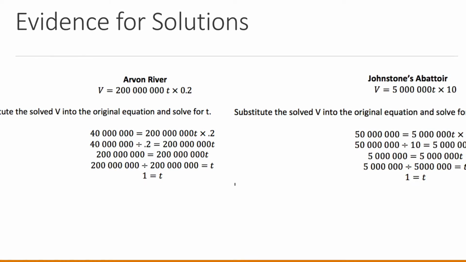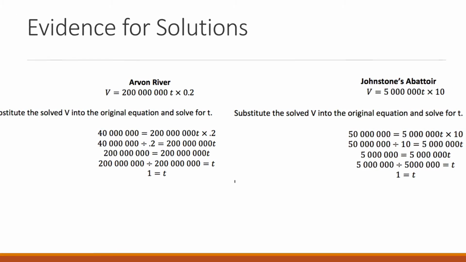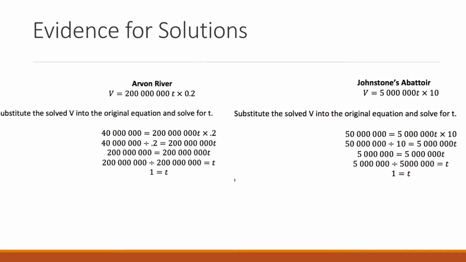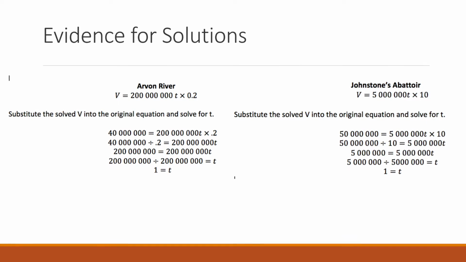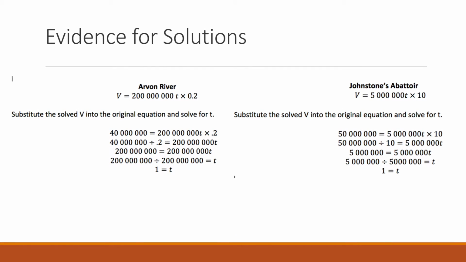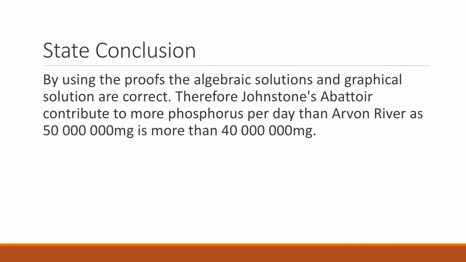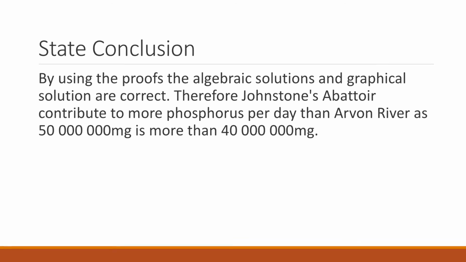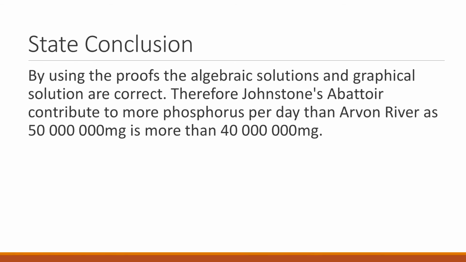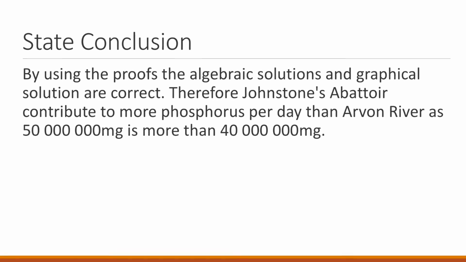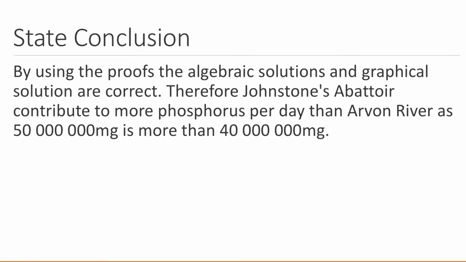It's expected for an A-level student to also apply and present an algebraic proof. So for their evidence of solutions, they would substitute the solved V into the original equation, solve for T, and see if these correspond. And the last stage, if that all corresponds, is for the students to state the conclusion. By using the proofs, the algebraic and graphical solutions are proven correct. Therefore, Johnston's abattoir contributes more phosphorus per day than Avon River, as 50 million milligrams is more than 40 million milligrams.